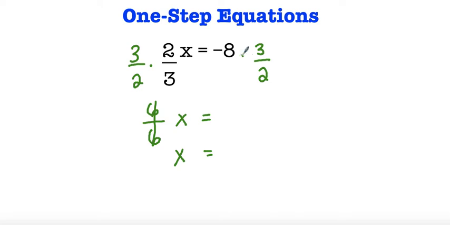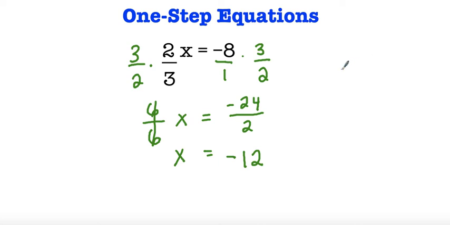So -8 times 3 is -24. And if I want to make it easier, I'll write it as -8 over 1. 1 times 2 is 2. -24 divided by 2 is -12. So here, x is equal to -12.